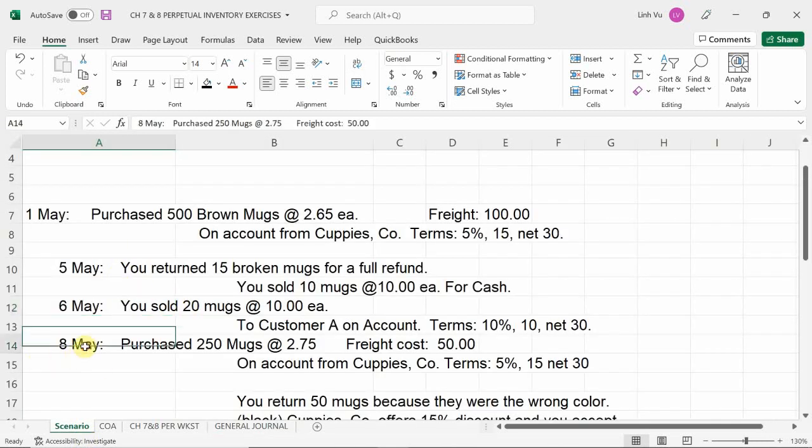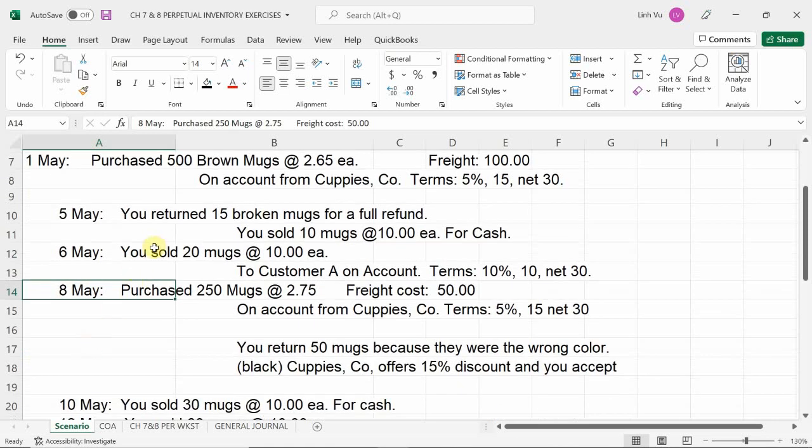All right. So then May 8th rolls around and we end up making another purchase of 250 mugs at $2.75 each with a freight of 50. Okay? So in this case, I bought it on an account from Cuppy's Co. with the same terms of 5%, 15, net 30. So I'm purchasing more inventory, 250 mugs on an account for $2.75 each with the freight costing 50. Okay?